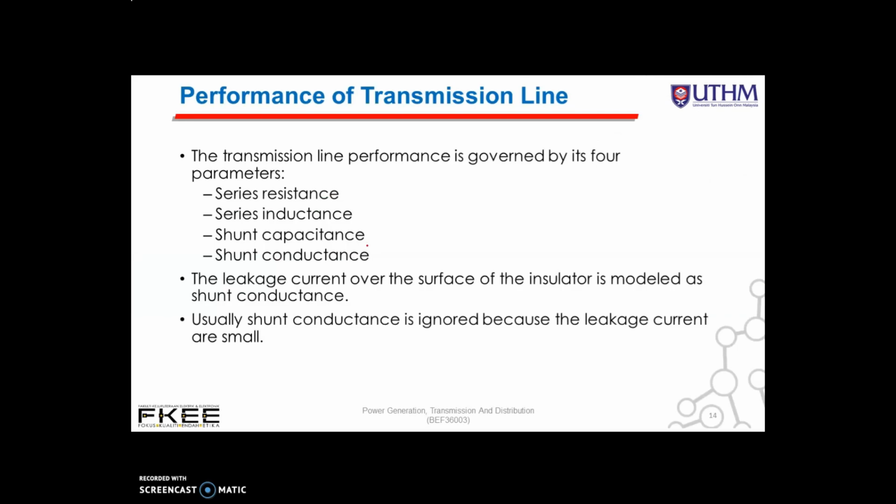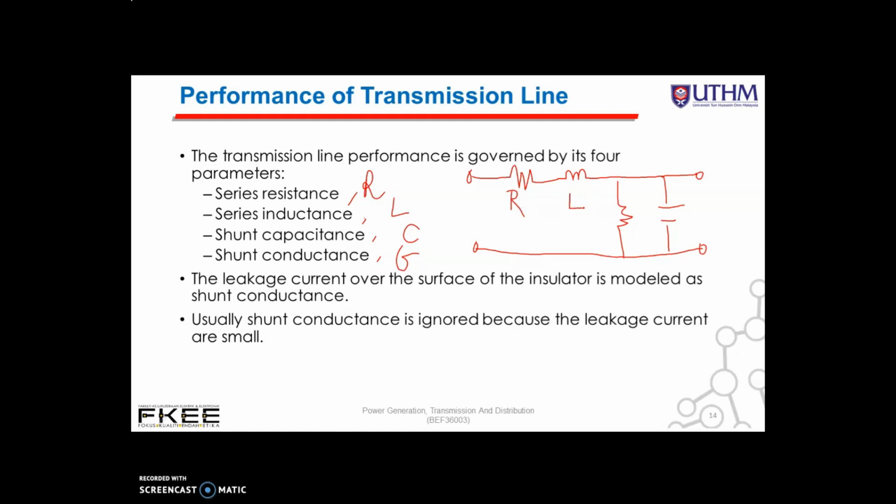The transmission line performance is governed by its 4 parameters, which are, first is the series resistance R, okay, and then we have the series inductance L, shunt capacitance C, and shunt conductors G. Okay, the equivalent circuit for this transmission line can be drawn as, so for example here we have R, L, and then we have G here, C, okay, so this is the equivalent circuit for the transmission line. So we have R resistance, we have the series inductance, we have the conductance, shunt conductors, and shunt capacitance.